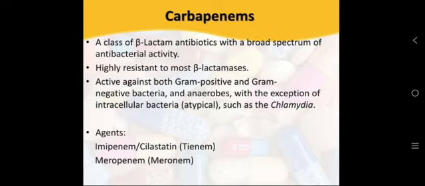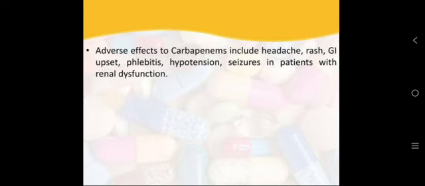Carbapenems, a class of beta-lactam antibiotics with a broad spectrum of antibacterial activity, are highly resistant to most beta-lactamases. They are active against both gram-positive and gram-negative bacteria, with the exception of intracellular bacteria such as chlamydia. Agents such as imipenem, etc. Adverse effects of carbapenems include headache, rashes, gastrointestinal upset, hypertension, and seizures in patients with renal dysfunction, etc.